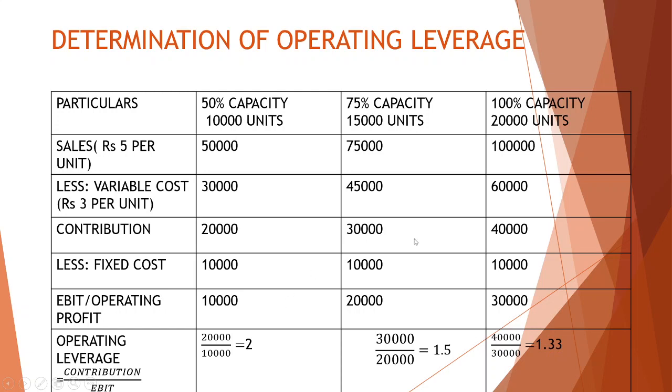So this is how we have found out the operating leverage. So what we have done is we have prepared a statement of income. With the help of the statement of income, we have found out the EBIT. Afterwards, we have applied the formula for finding out the operating leverage, that is contribution divided by EBIT. And we have found out the operating leverage at 50% capacity utilization, at 75% capacity utilization, and at 100% capacity utilization.